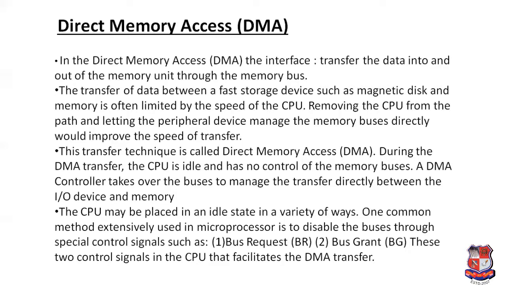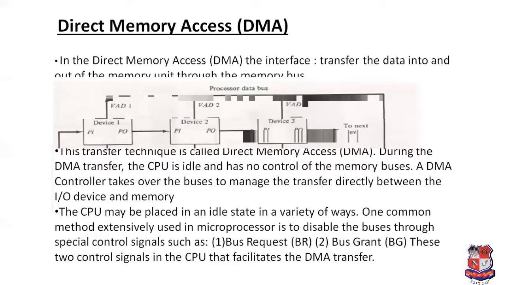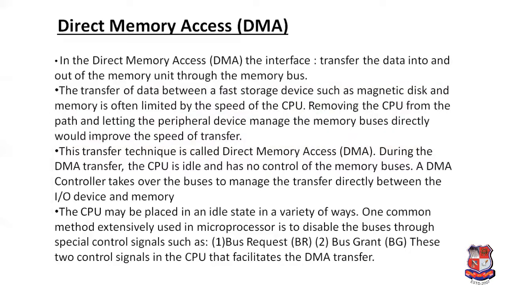Now, what is direct memory access? DMA is the interface that transfers data into and out of the memory unit through the memory bus. The transfer of data between a fast storage device such as a magnetic disk and memory is often limited by the speed of the CPU. Removing the CPU from the path and letting the peripheral device manage the memory buses directly would improve the speed of transfer. This transfer technique is called direct memory access.